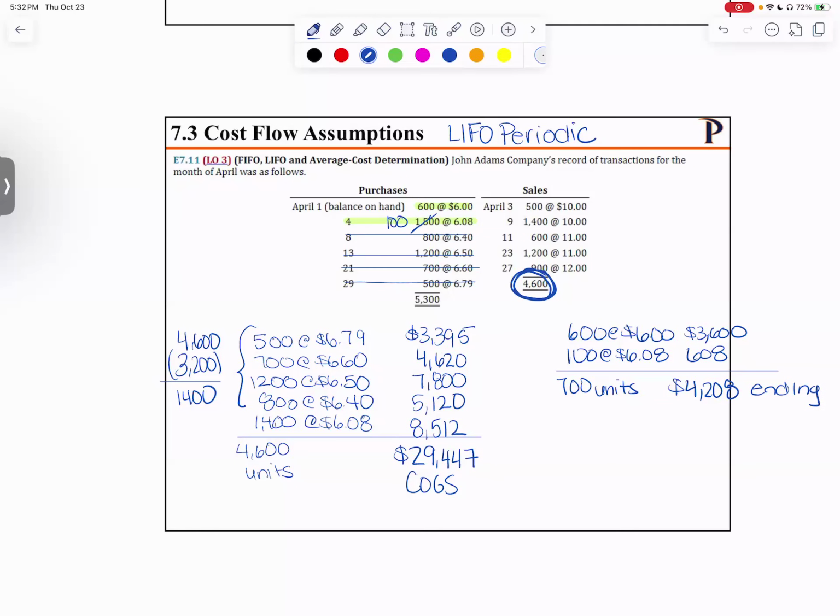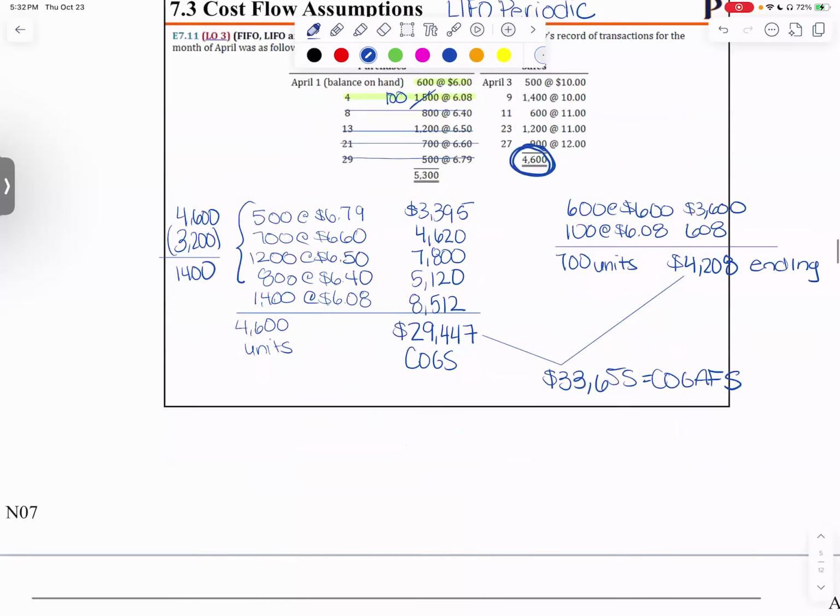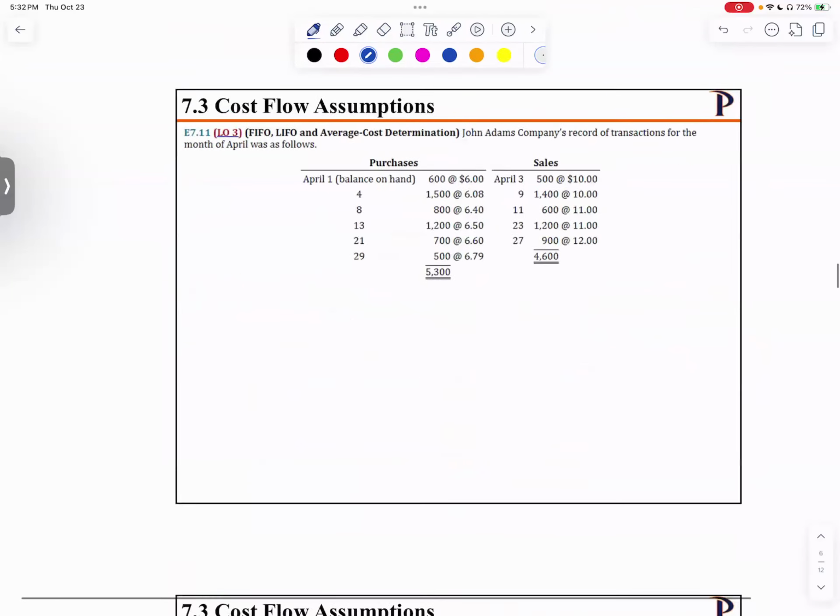And again, we can do a check, see what the value of our cost of goods sold is, plus the value of our ending inventory. And again, we should get 33,655, which is equal to our cost of goods available for sale. So now let's move on to our last method, the LIFO perpetual.